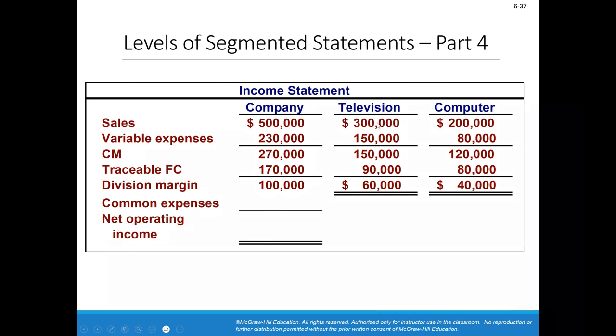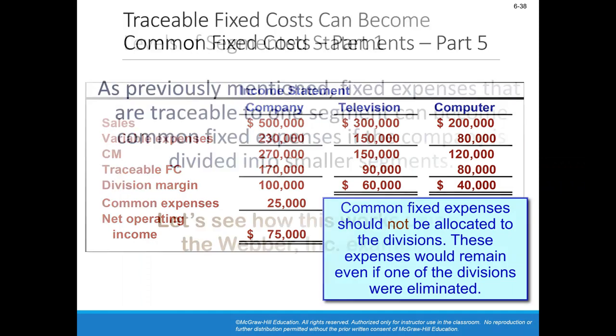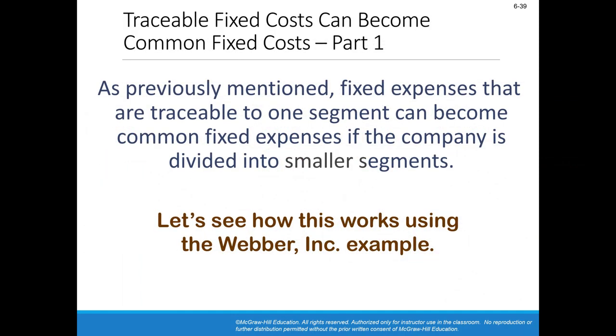So here we have the television division, and the margin is $60,000, and the computer division is $40,000. So we have a division margin of $100,000, and then we have some overhead expenses that are really common and can't be separated or traced to any one of these different divisions. So they shouldn't really be allocated to the division. What you really should look at is, do we have enough business to support our overhead? Do we have too much overhead at the corporate level that we need to get rid of?